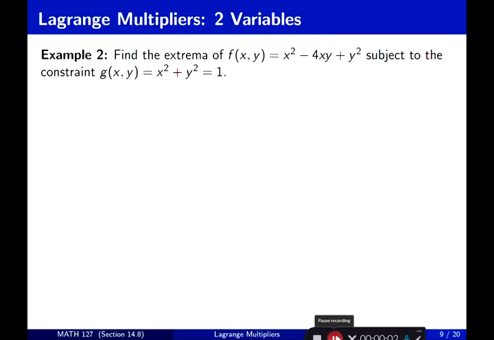We're continuing with section 14.8, Lagrange multipliers, and still two variables. Example 2: find the extreme of the function f of x and y equal to x squared minus 4xy plus y squared, subject to the constraint g of x and y equal to x squared plus y squared equal to 1. If you remember, this is the same function as the example in section 14.7, and in 14.7 we were finding inside the disk. Here is just on the boundary of the disk.